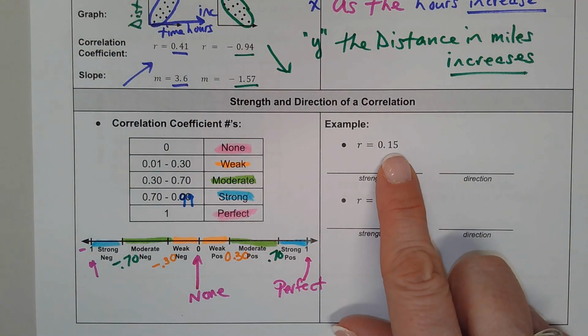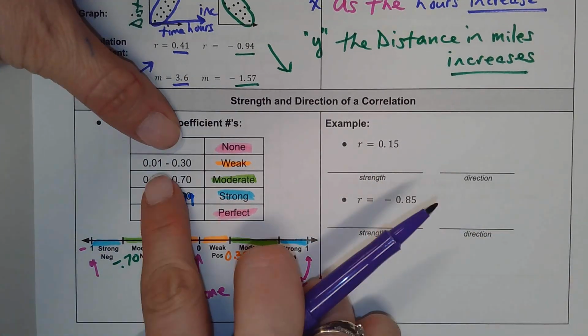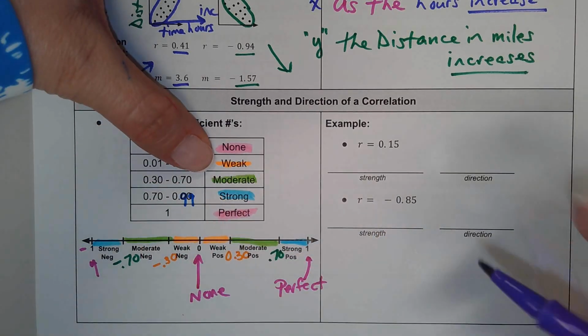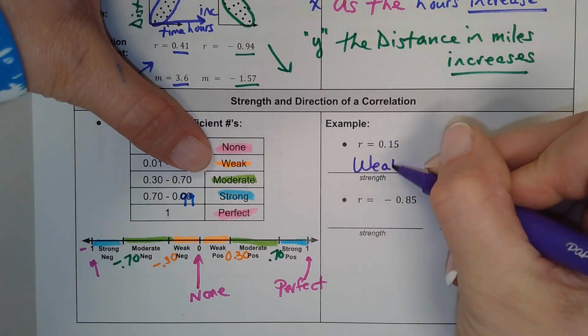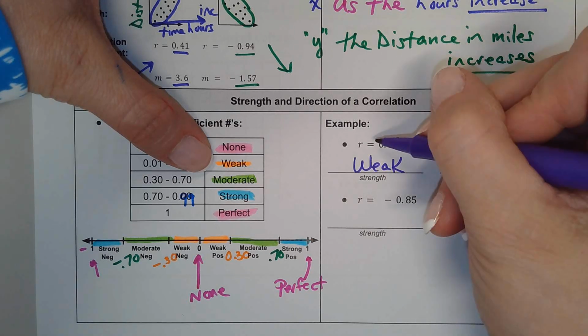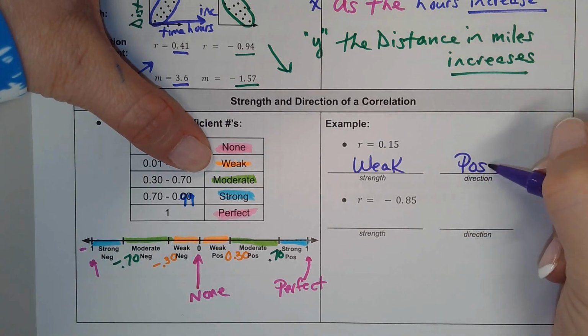So 0.15. 0.15 is between 0 and 0.30. That would be considered weak. And is it positive or negative? It is positive.